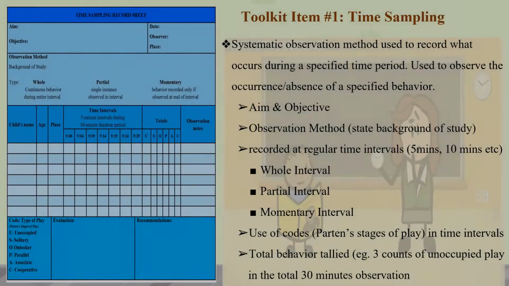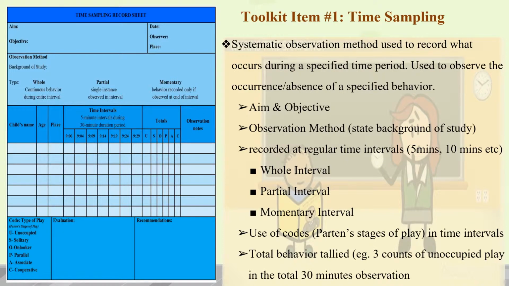And now we'll take the time to look at the first item, the time sampling record sheet. The time sampling record is a systematic observation method used to record what occurs during a specific time period, usually observing and recording the occurrence or the absence of a specific behavior. Now, if you look at the form here on the left, it has the aim and objective area where you would record the aim or the purpose of these observations. You would also record your date, the observer's name, and the school where the child is being observed.